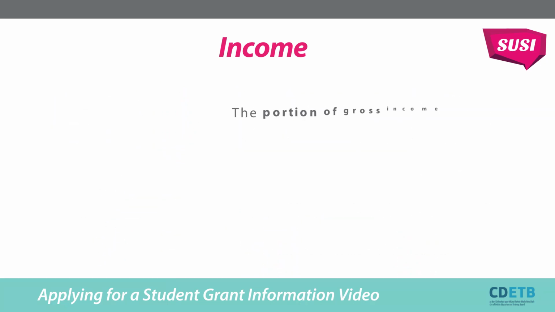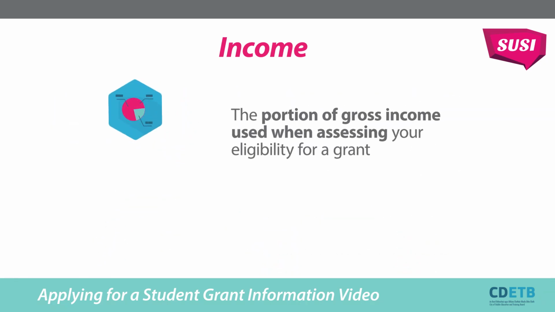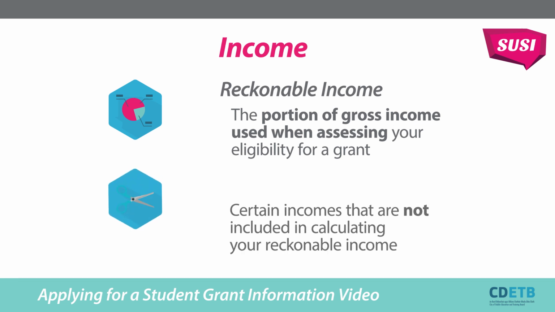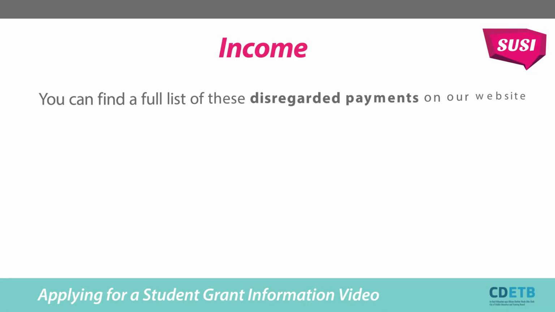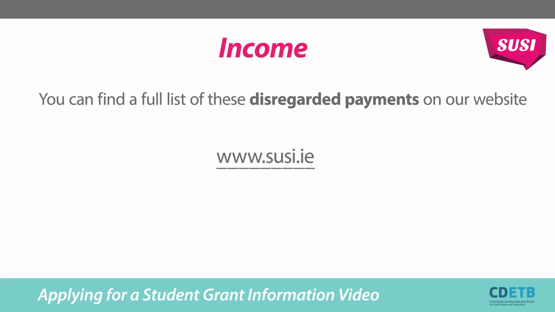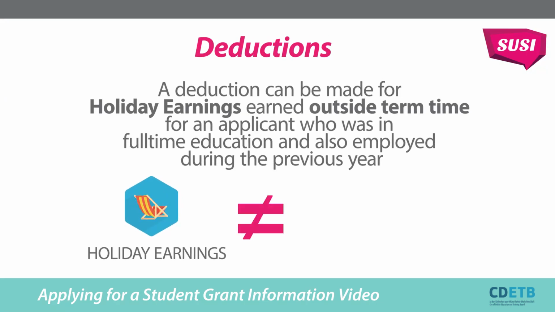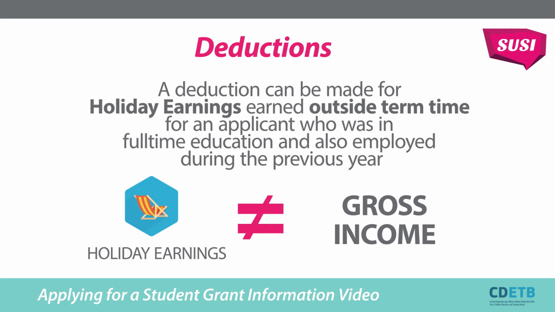The portion of gross income considered by SUSI when assessing your eligibility for a grant is called your reckonable income. Certain incomes are not included in calculating reckonable income and are known as income disregards. You can find a full list of these disregarded payments on our website, www.susi.ie.